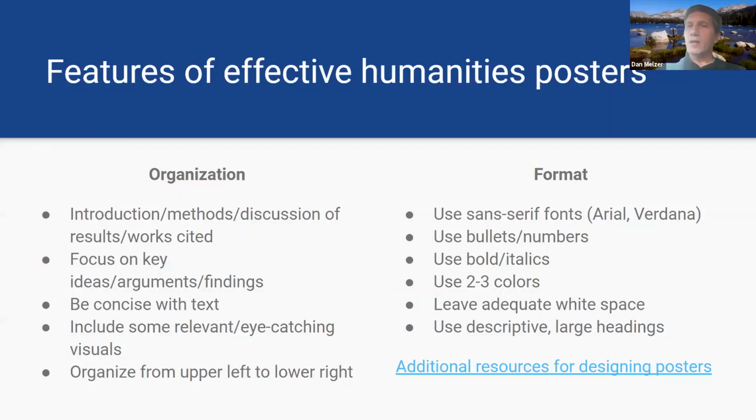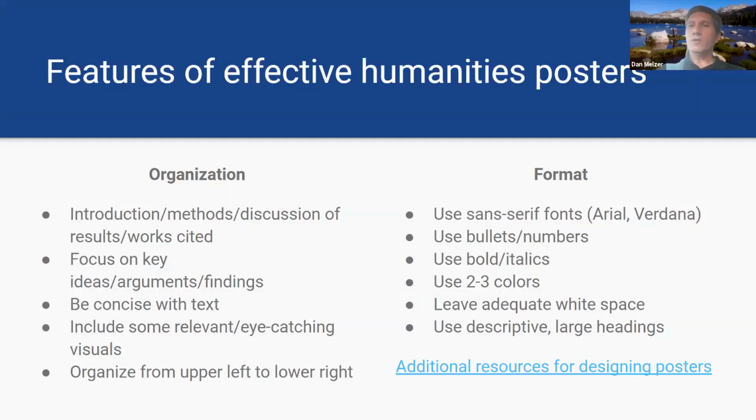It's a good idea not to just use grayscale when you're doing a poster, just plain black and white or grays. To catch the reader's attention and to make the poster more engaging and interesting, a little color can help. But you probably want to limit it to 2 or 3 colors. If you start using 5 or 6 or 7 different colors, it can really overwhelm the reader. It's too many colors for your eyes to take in as you're browsing through a poster gallery. Leave adequate white space.